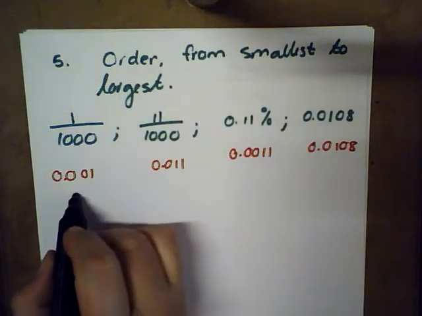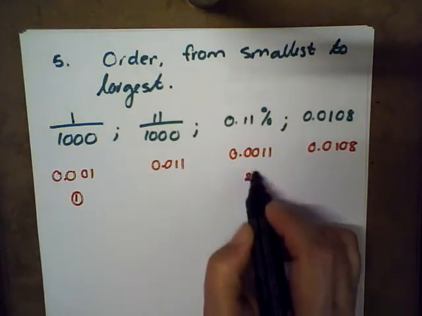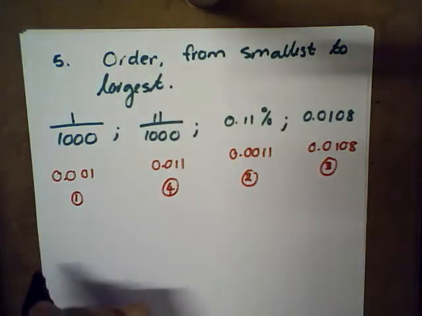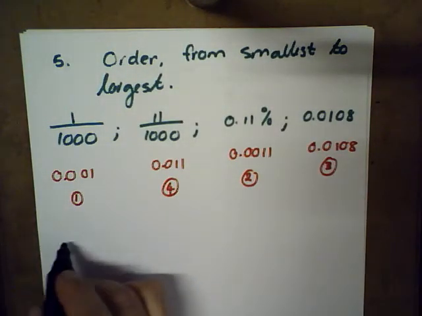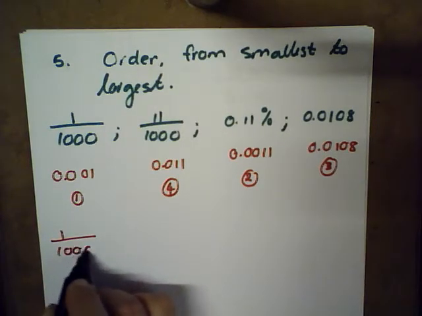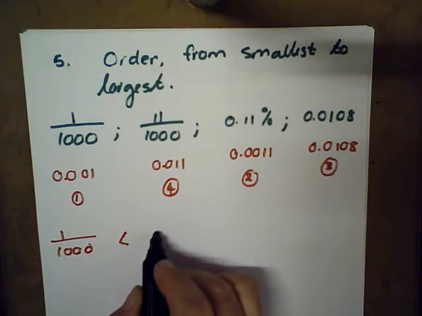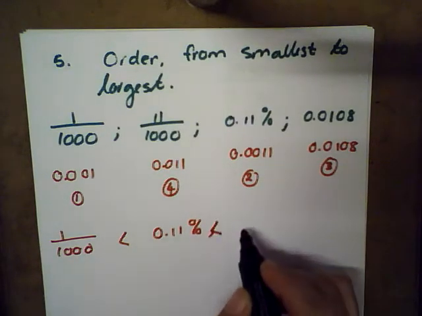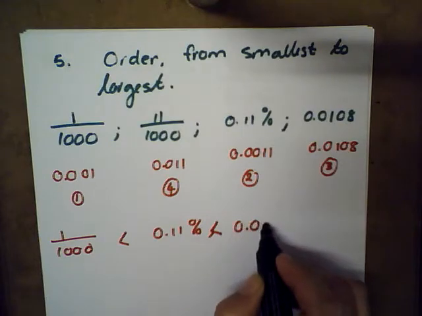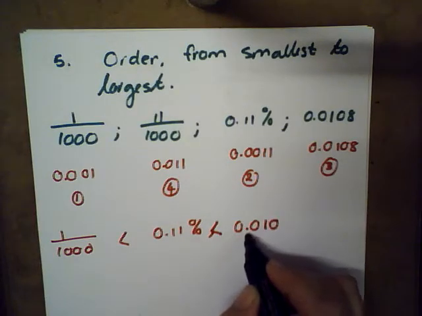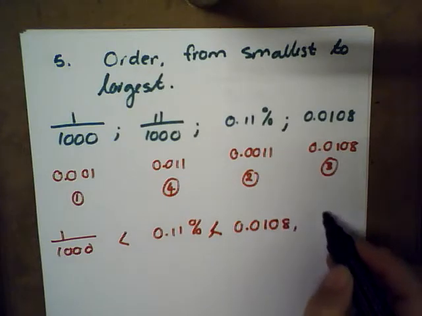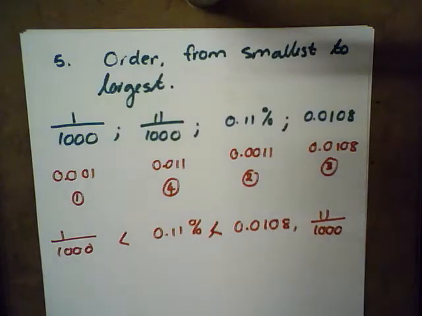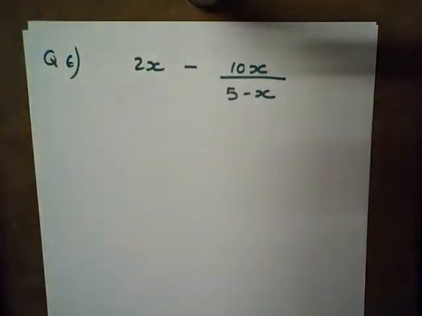That would be the first one, that's the smallest. Then number 2, number 3, number 4. Now for the answer, I write the original value down. So 1 over 1,000. Number 2 is 0.11%. Number 3 is 0.0108. And number 4 is 11 over 1,000. Good, so that was question 5.